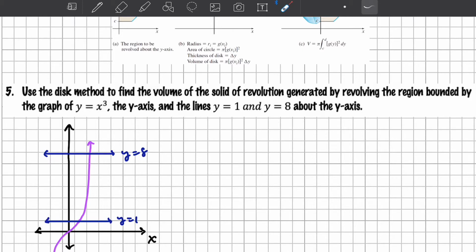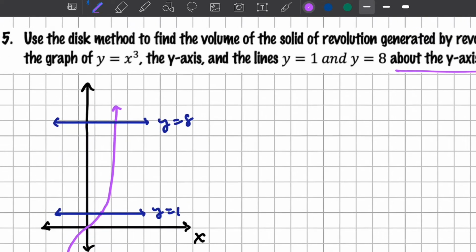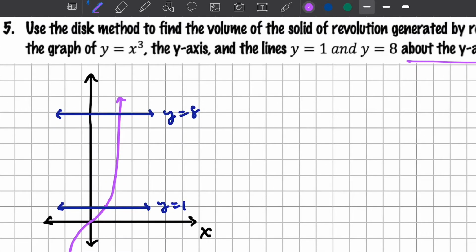Okay, let's look at the first example for today's lesson. It says use the disc method to find the volume of the solid generated by revolving the region bounded by the graph of y equals x cubed, the y-axis, and the lines y equals 1 and y equals 8 about the y-axis. So let me show that. It is about the y-axis, so I'm just going to do this.